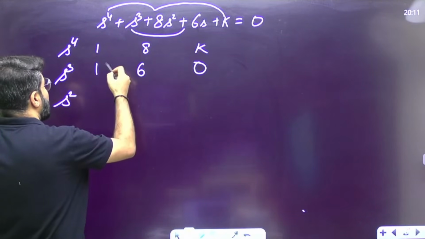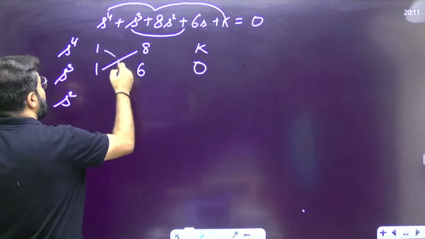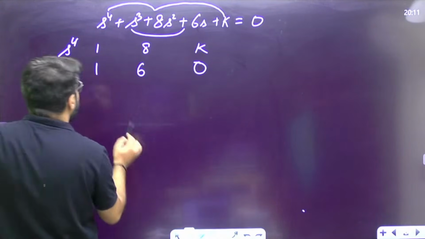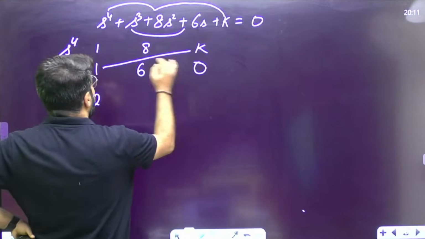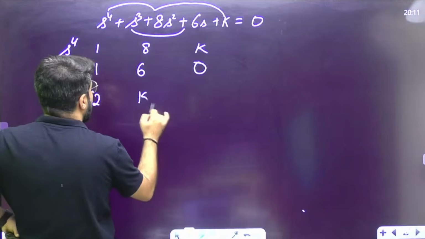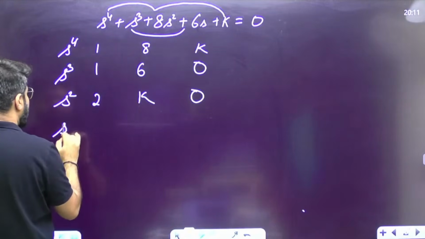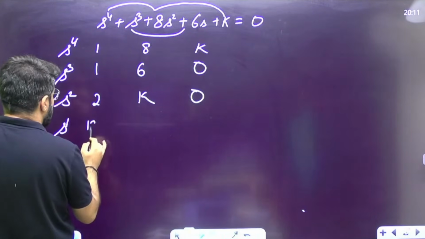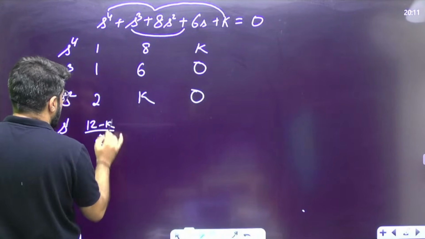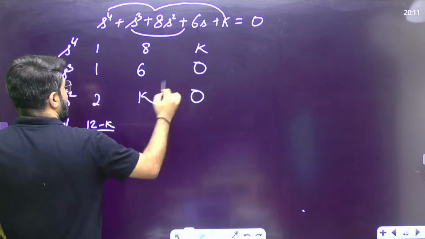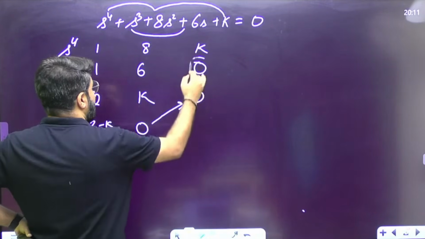Now I'll reverse cross multiply: 8 minus 6, that is 2, divided by the first element of the row above. So this becomes 2. Then 1 into k minus 0 divided by 1, so it will be k only, and then a 0. Then the s power 1 row: 2 into 6, that is 12 minus k, divided by 2.